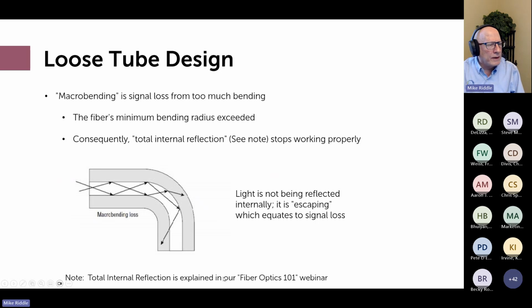And total internal reflection, we discussed it in our Fiber Optics 101 webinar, but basically the light no longer continues to bounce along the core of the fiber. Instead, some of it leaks out because of the bend. You don't hit the critical angle, and so the light doesn't stay within the fiber, it leaks out. And by escaping in that manner, you're effectively causing signal loss. So your optical performance has been decreased.